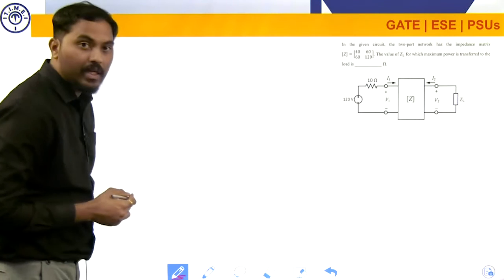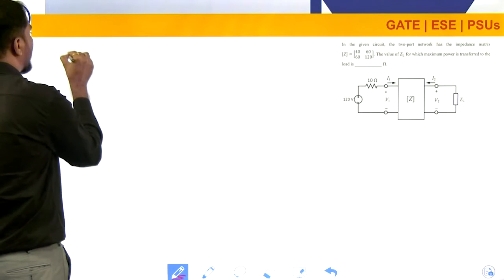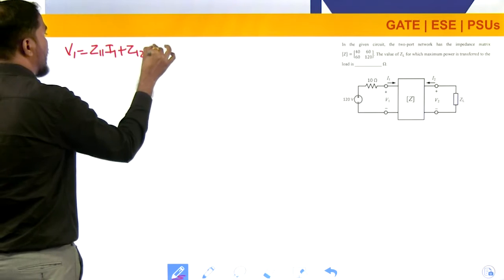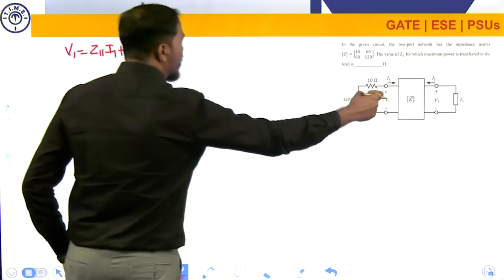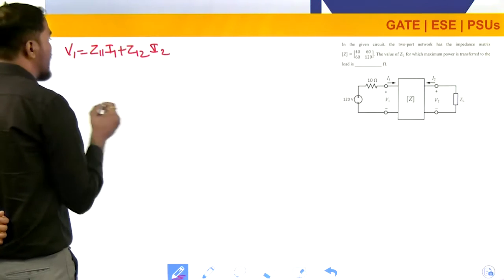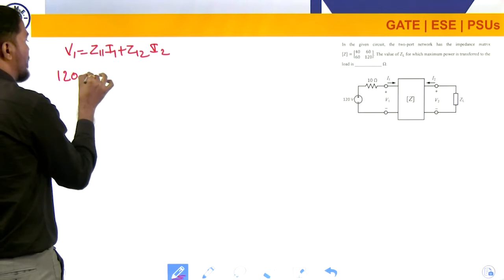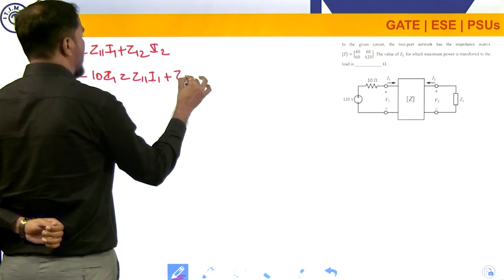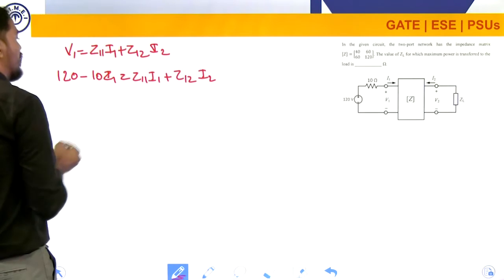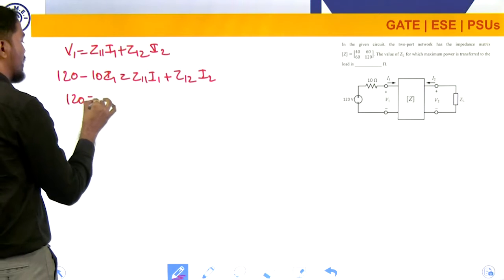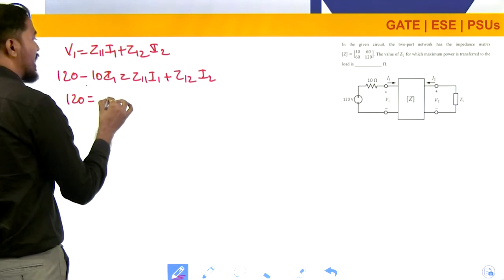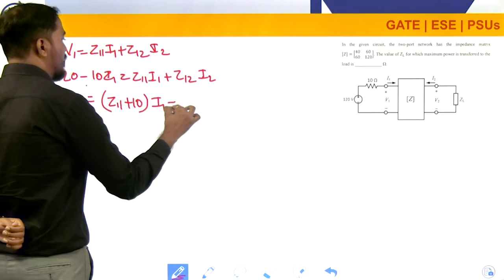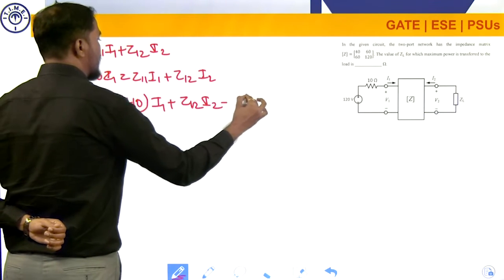Can you please recollect the two-port network parameter equations? What are the two-port network parameter equations? Your V1 equals Z11 I1 plus Z12 I2. But here your V1 is not the supply voltage. So, V1 I can write as 120 minus 10 I1 equals Z11 I1 plus Z12 I2. Now, send the 120 to that side. Taking I1 common, that becomes 120 equals Z11 plus 10 into I1 plus Z12 I2. So, this is equation 1.